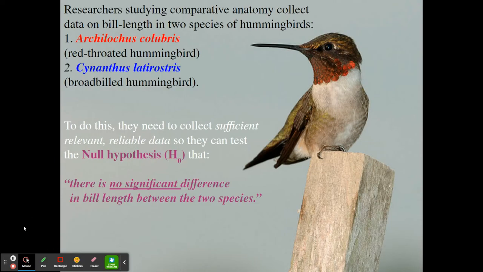So, if we are researching 2 different species of hummingbirds, we're going to use some comparative anatomy to collect data on bill length in 2 species. So, we have a red-throated and a broad-billed hummingbird. In order to do this, we need to see if there's a difference between the lengths of these bills, and then maybe we could figure out what flowers these hummingbirds will exclusively feed on. So, we are going to need a null hypothesis. What that null hypothesis is saying is that there is no significant difference in bill length between the 2 species.